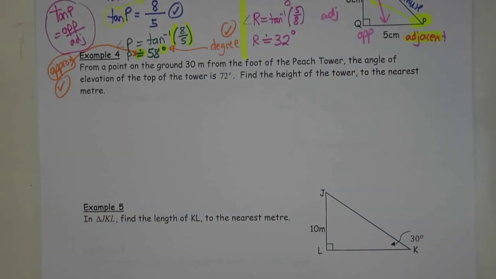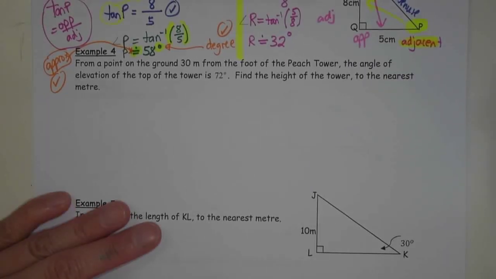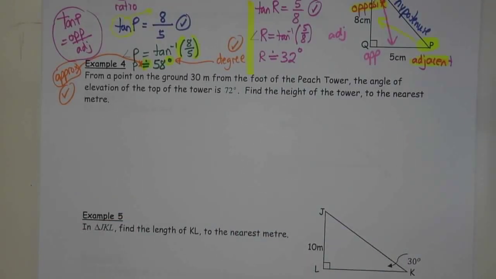Let's do it again. For this question, we've got a point on the ground, 30 meters from the foot of Peach Tower. The angle of elevation to the top of the tower is 72. So there's a couple new words here.